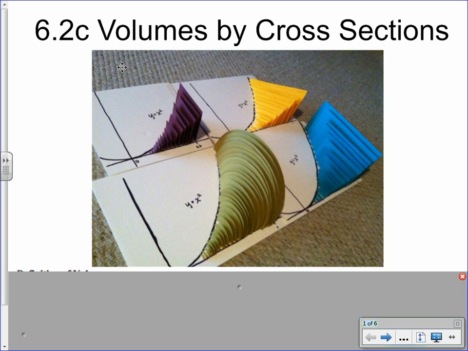So you see here, I have the same area, and here I have semicircles laid in there.